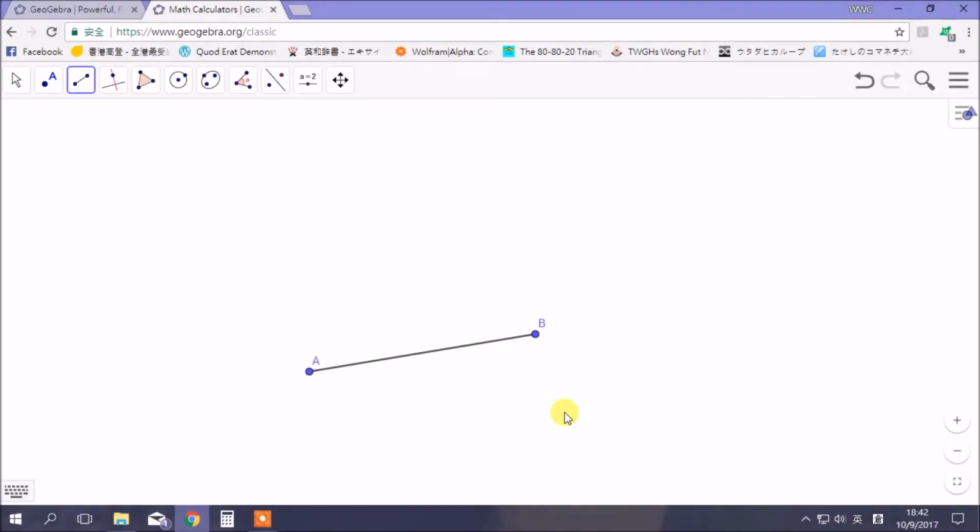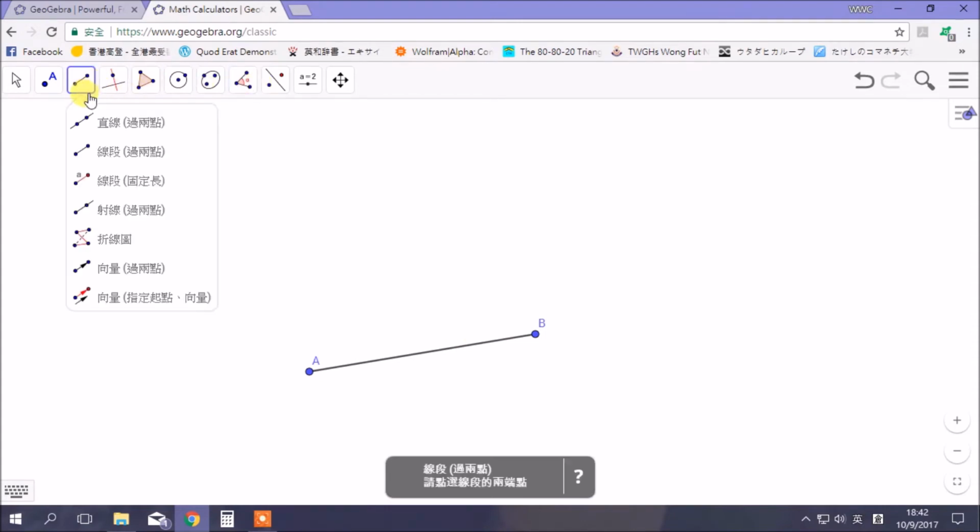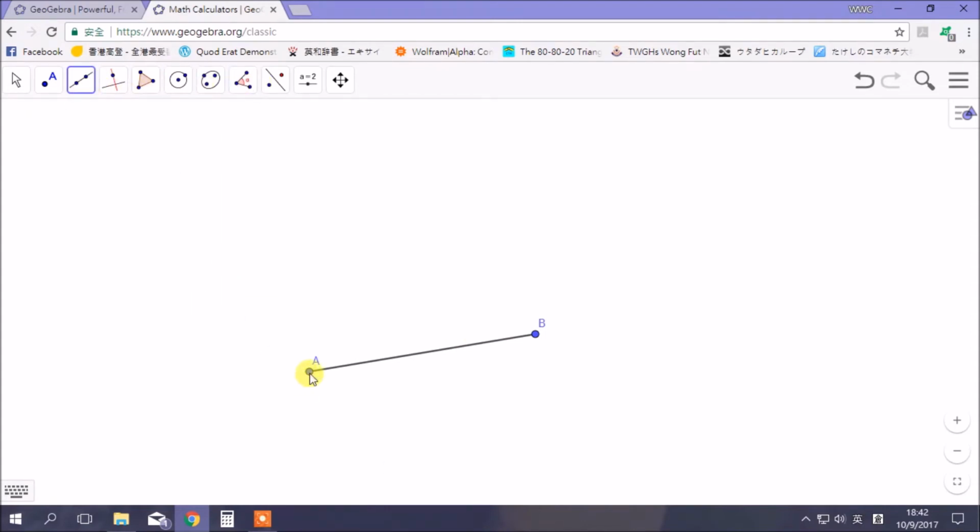Now I would like to show you what we have done. Once again, please remember that we like to divide the line into 3 equal parts to get 1 over 3. Now the line segment is AB. So first of all, we construct a line from A to somewhere else, for example like here.